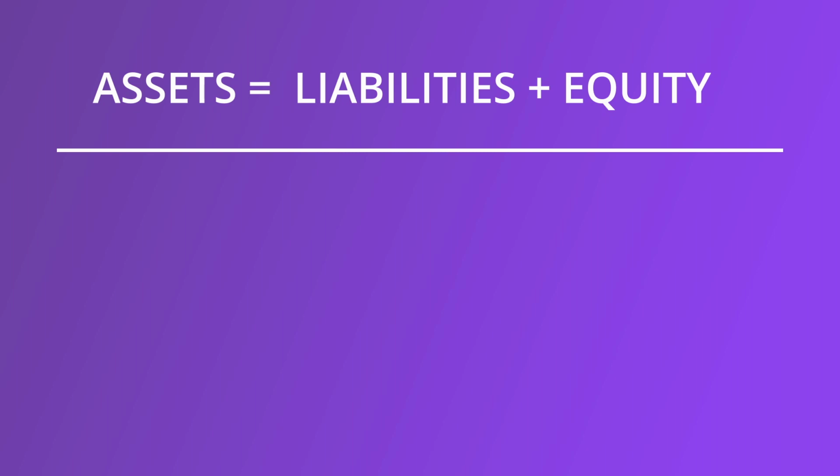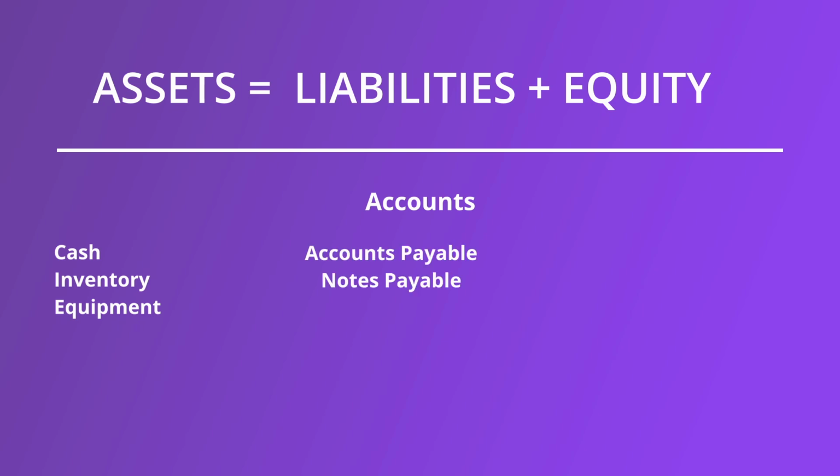There's three categories up top, and under that, we have a bunch of accounts. For example, if we just look at assets, under that we might have cash, inventory, or equipment. On the right side of the equation, under liabilities, we might have accounts payable or notes payable. Under equity, on the far right side of the equation, we might have retained earnings, common stock, or treasury stock. These accounts roll up into the categories above, so your assets, liabilities, or equity.